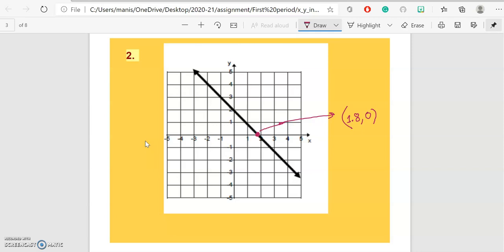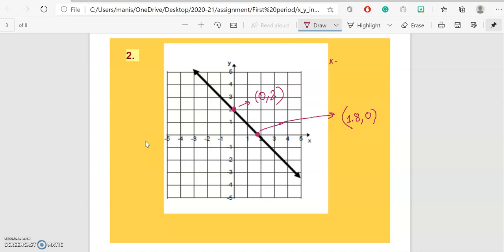Now y-intercept is the point where the graph crosses the y-axis. So if you see, this is the y-axis over here and this is the point. So this point is what? Keep in mind, when we are looking for y-intercept, the value of x is 0 but y is what? Positive 2. So my answer is over here.